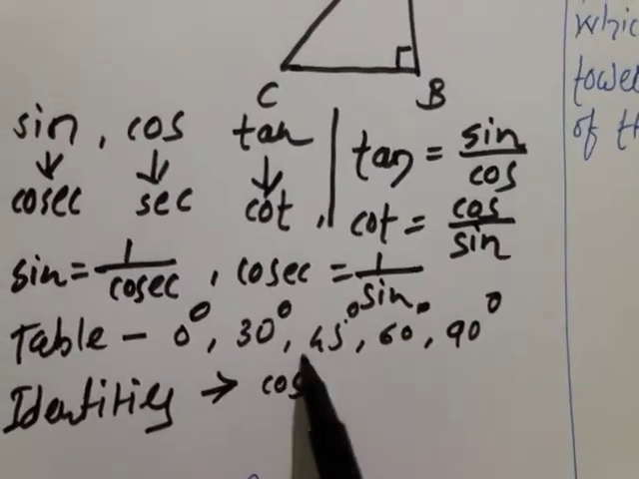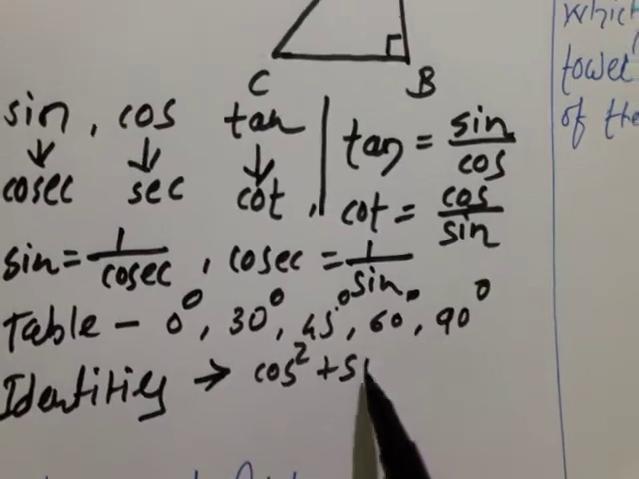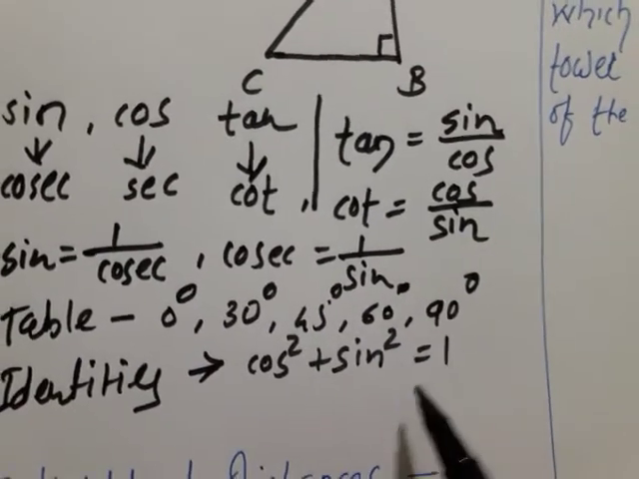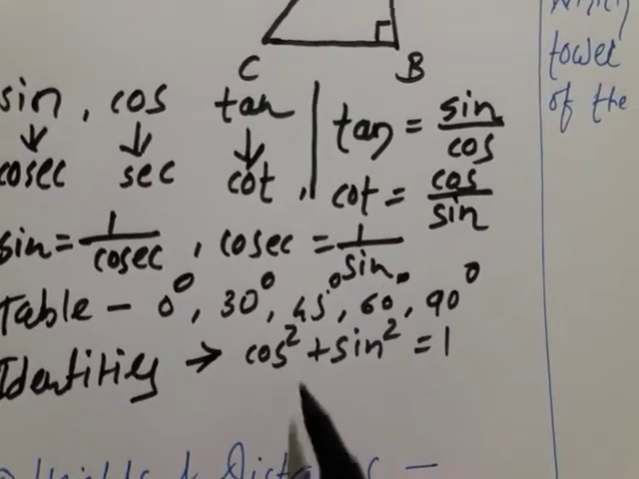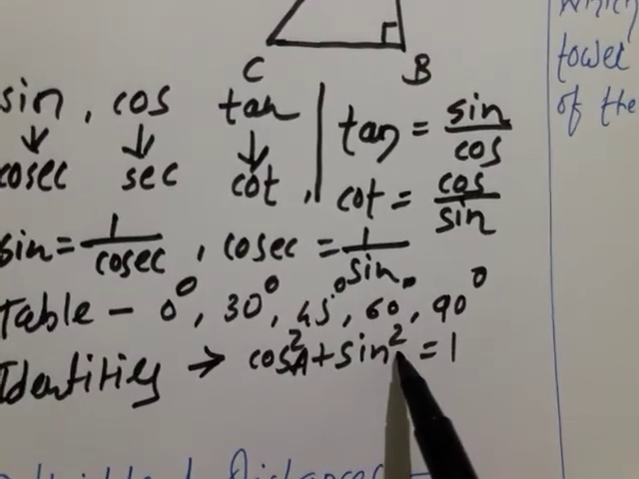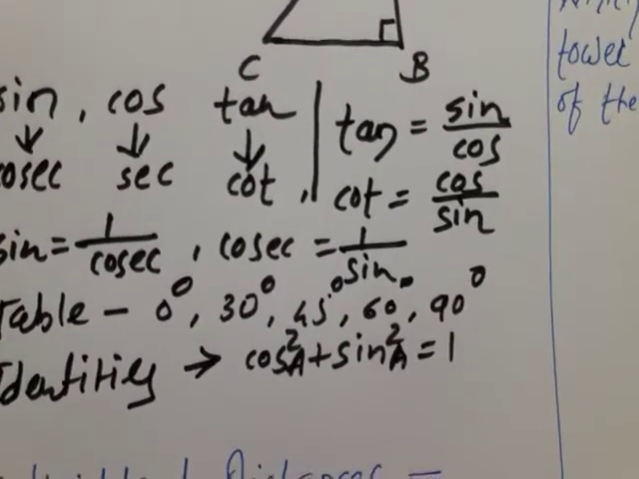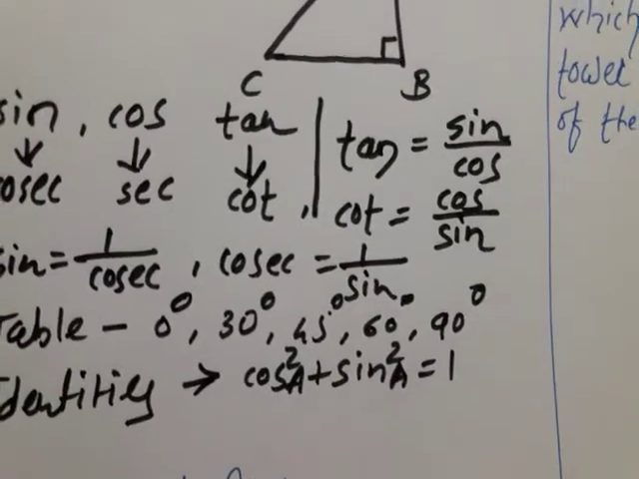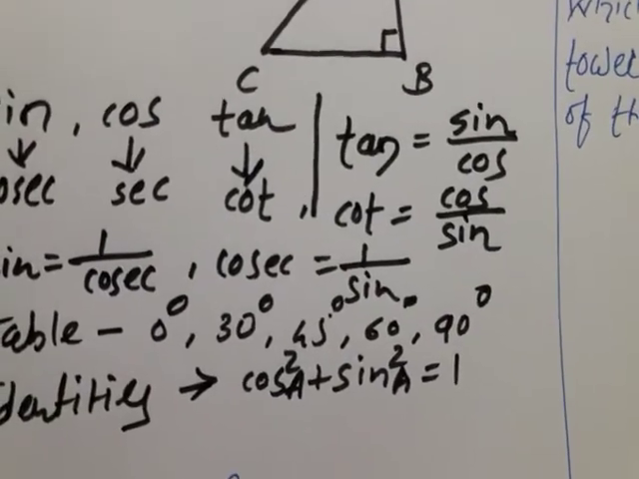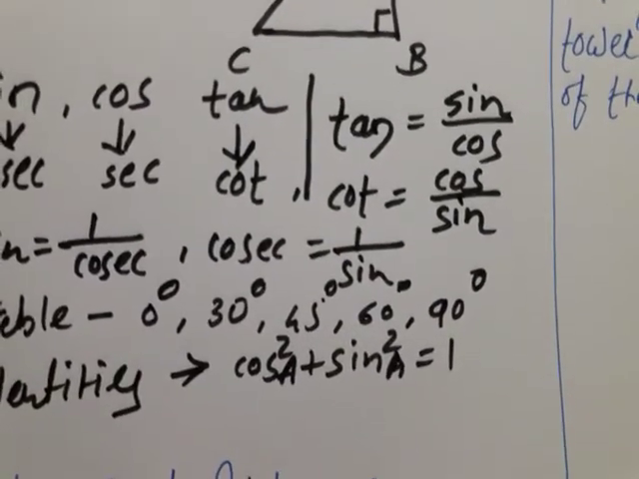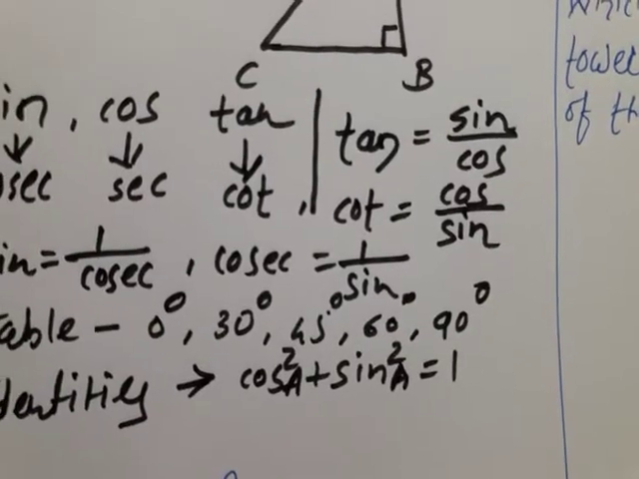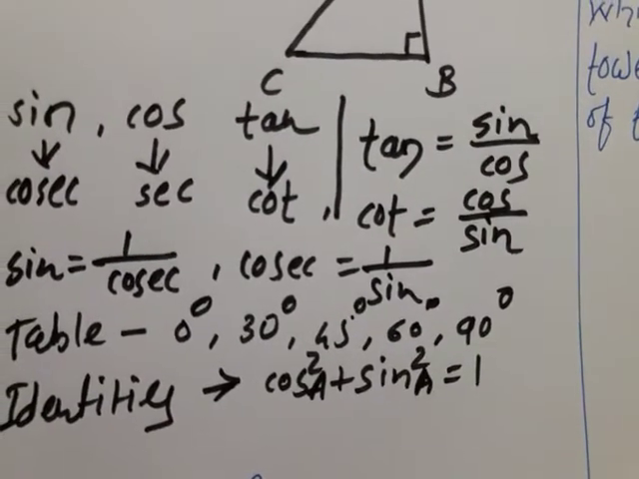First identity, cos square plus sin square is equal to 1. If an angle is there, then we use that angle. Suppose cos square A, then we write cos square A plus sin square A is equal to 1. The next one, 1 plus tan square A is equal to sec square A. And the third one is cot square A plus 1 is equal to cosec square A.